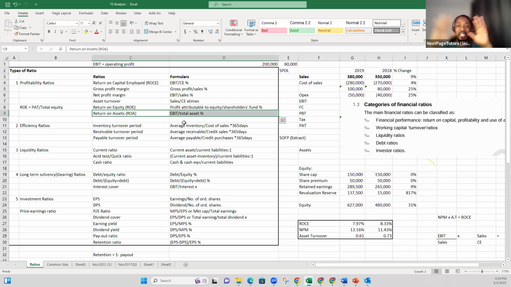And then the last one is return on asset, and that's just your EBIT over total asset. At that point, you're also looking at it from the total, or from the company's level. So it's always more appropriate to use EBIT as a percentage of your total asset, and that's our profitability ratios.